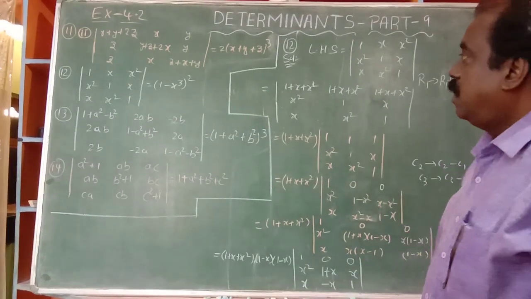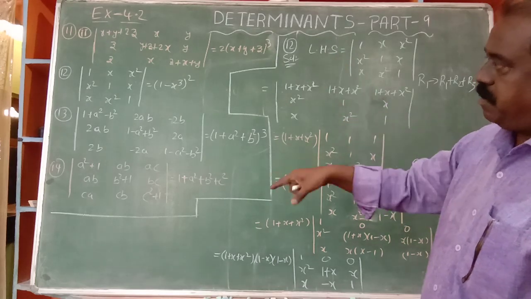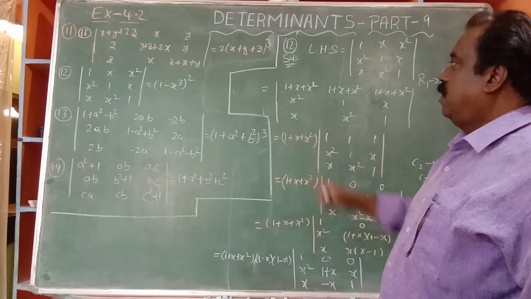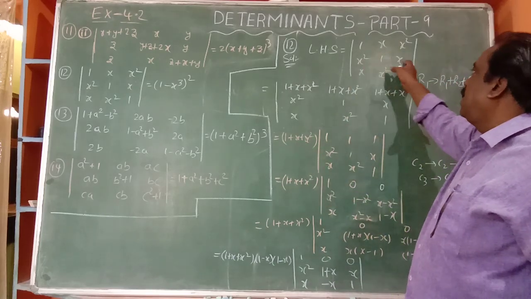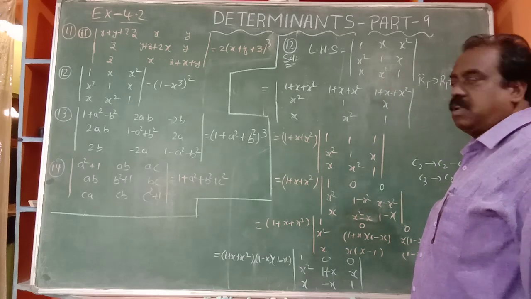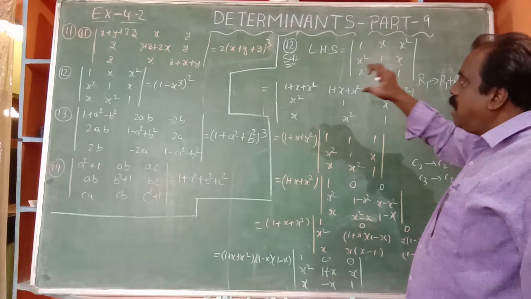Okay. The 12th one is also an important problem. All these problems are important, and they were already asked in the exam. The 12th one: LHS, 1, x, x square; 1, x, x square, 1. Now here I want to make a common factor.